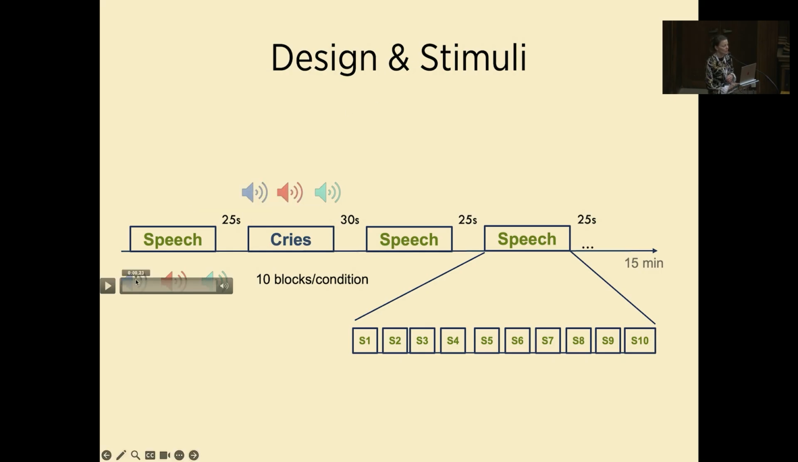So I'll just give you sort of a... Tu vas avoir un cousin ou une cousine. This is a French sentence. Okay, the others don't work. And this is cry. Okay, so they listened to speech and cries.